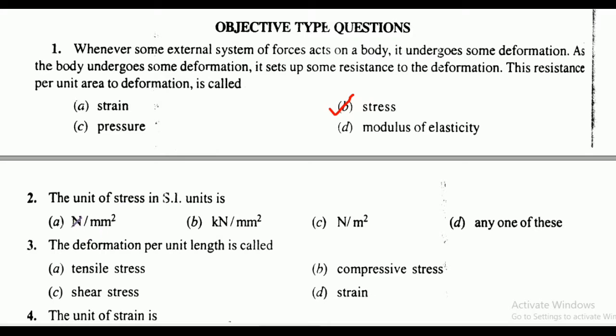Next is the unit of stress in SI units is, here options are Newton per mm square, kilonewton per mm square or Newton per meter square or any one of these. So here friends, correct answer is option D, that is any one of these. Next is the deformation per unit length is called, here options are tensile stress, compressive stress, shear stress or strain. So here friends, option D is the correct answer, that is it is called strain.